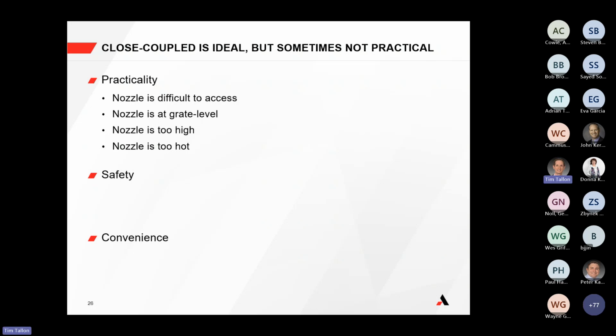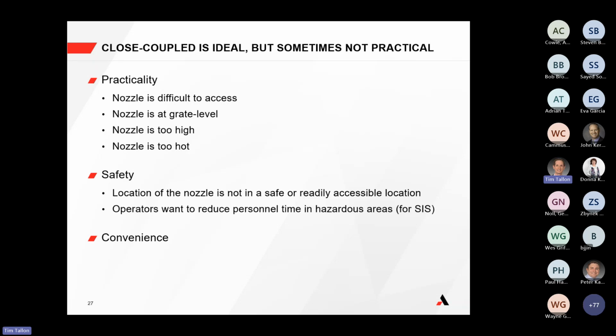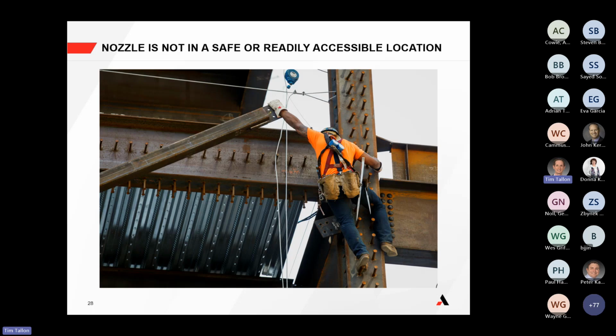What about safety then? A lot of the practical points also relate to safety, but what are other safety considerations? Well, something that I've noticed is when the location of the nozzle is not in a safe or readily accessible location, and also if you want to reduce personnel time in a hazardous area. To give you an example, say the nozzle is way, way up high, it might be a lot more straightforward to remote mount it than to install it on the process flange and have a lift every time you need to access it, or a permit to climb in order to access the analyzer.